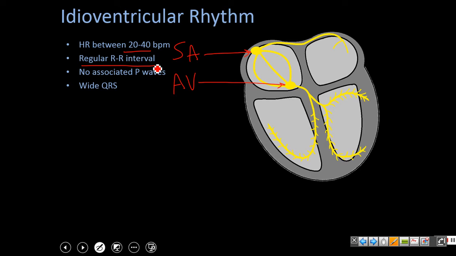It has a regular R-R interval, just like sinus and junctional. However, it has no associated P waves whatsoever. And that's because this rhythm comes from within the ventricles. It does not originate in the atria, so there's no atrial depolarization, and so there's no P waves. IVR has a wide QRS complex.